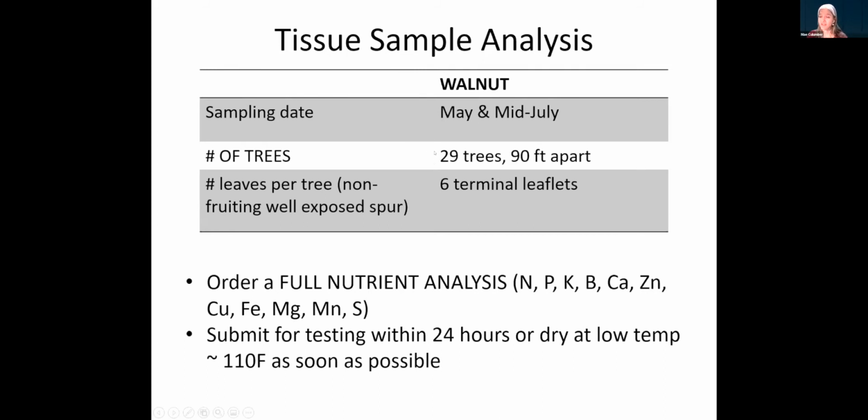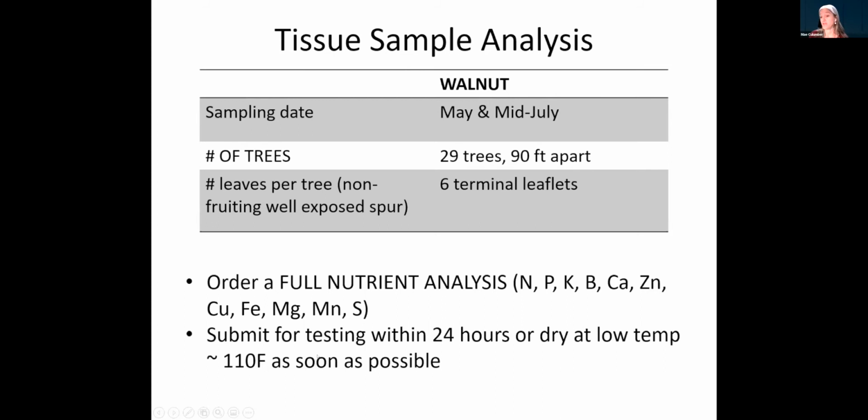So you want to make sure to sample properly. Some detailed analysis by Katherine Jarvis-Shean up in Yolo County determined that the lowest level of variability is when you sample up to about 29 trees per acre. And you want to make sure that those are about 90 feet apart. And you're going to take 6 terminal leaflets from non-fruiting well-exposed spurs. This sounds like a lot of samples, but this is what's recommended to give you the highest level of confidence in the nutrient analysis coming back.